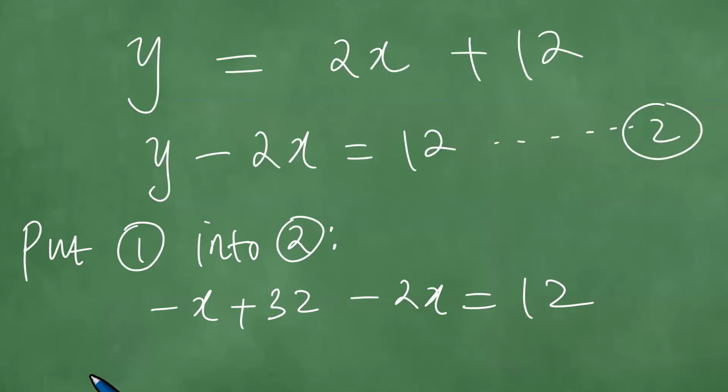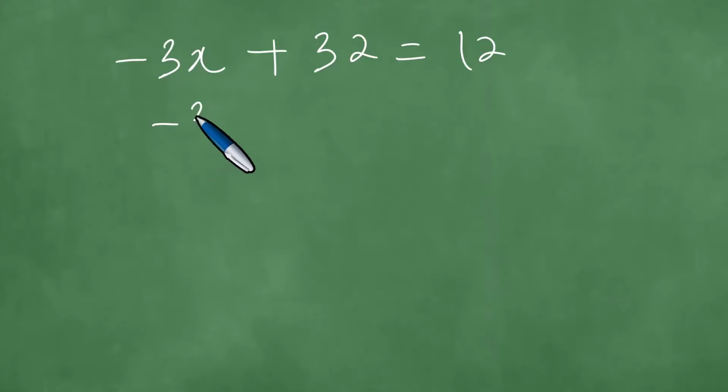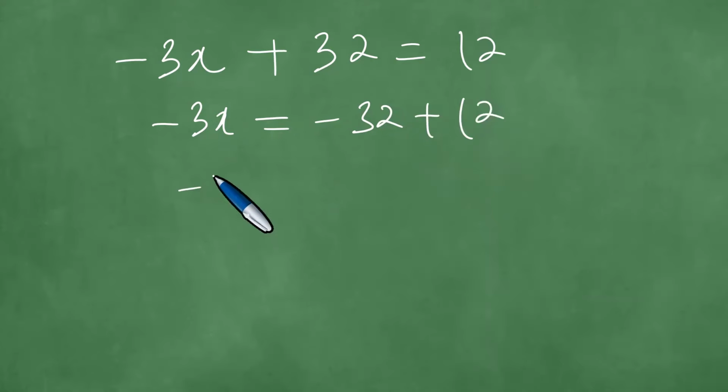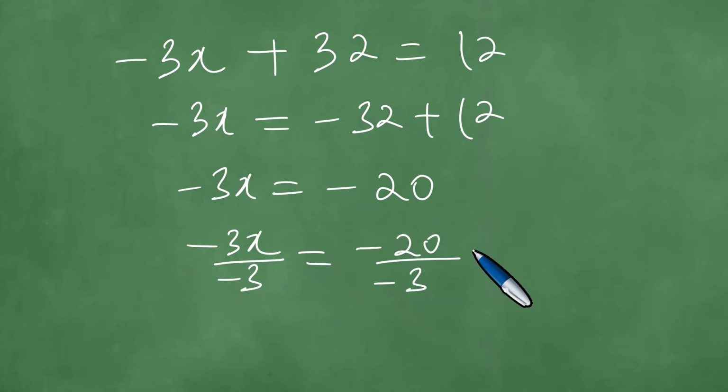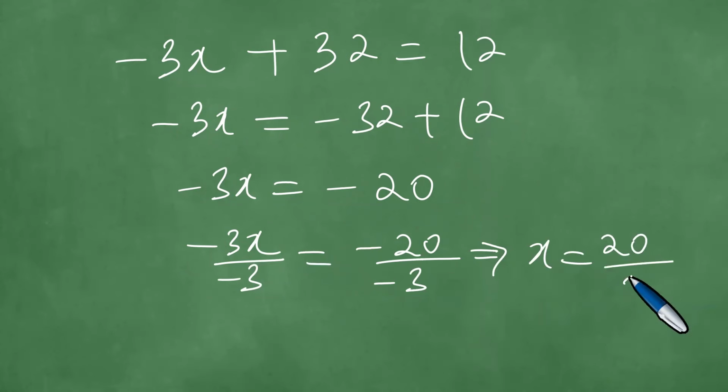Minus x minus 2x is minus 3x plus 32 equals 12, and we have minus 3x, which is the same as minus 32 plus 12. Minus 3x is minus 20. At this point you divide by minus 3, and this equals minus 20 divided by minus 3, and the result is x equals 20 out of 3. Just note that x is 20 out of 3.